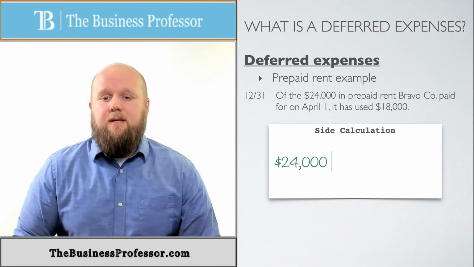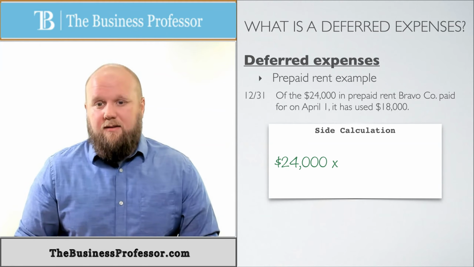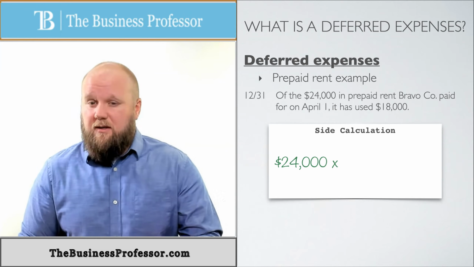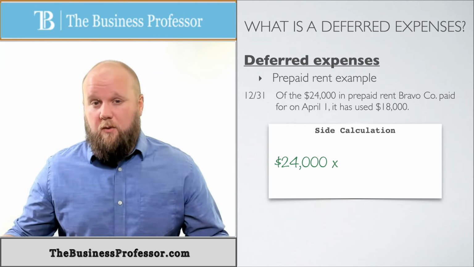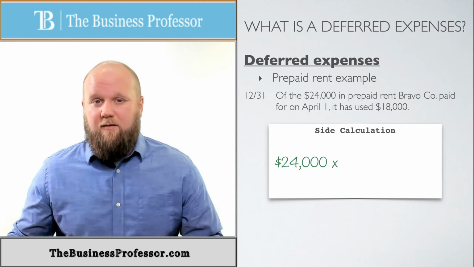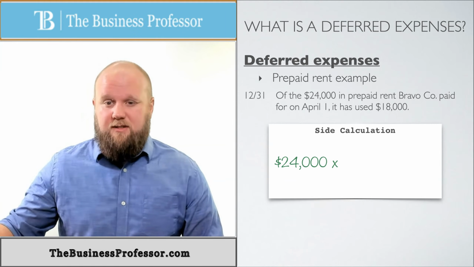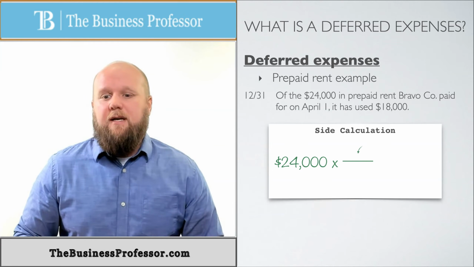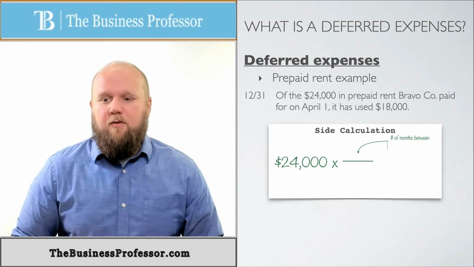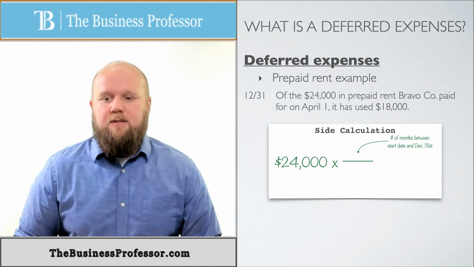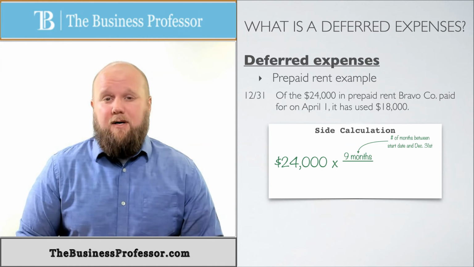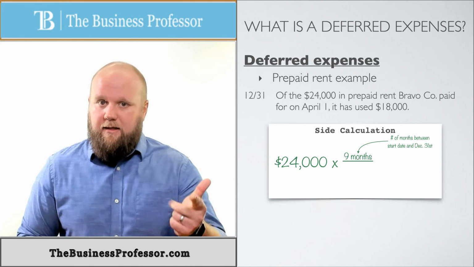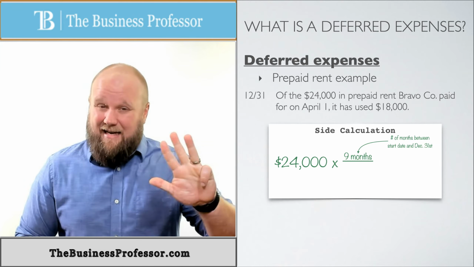Now we need to multiply this by the number of months that we've actually used. Remember, we expense things that we've used. We started on April 1st, and this is for 1 year or 12 months. We haven't used 12 months. We've only used from April to December 31st. So we need to count up those months, the number of months between the start date and December 31st. And you do have to count April because it is April 1st. So April, May, June, July, August, September, October, November, December, 9 months.